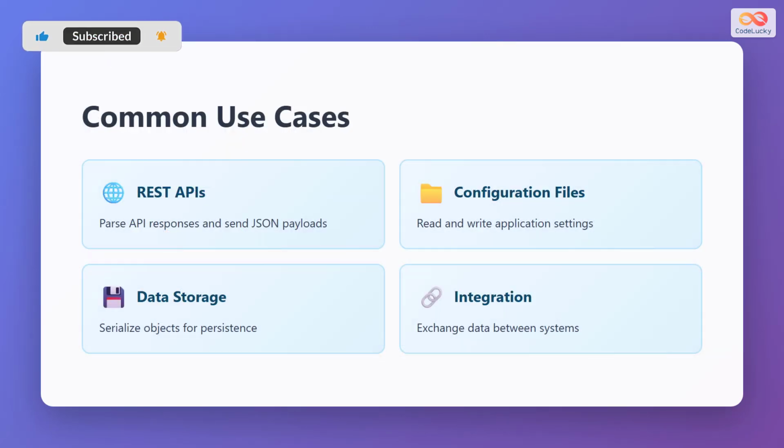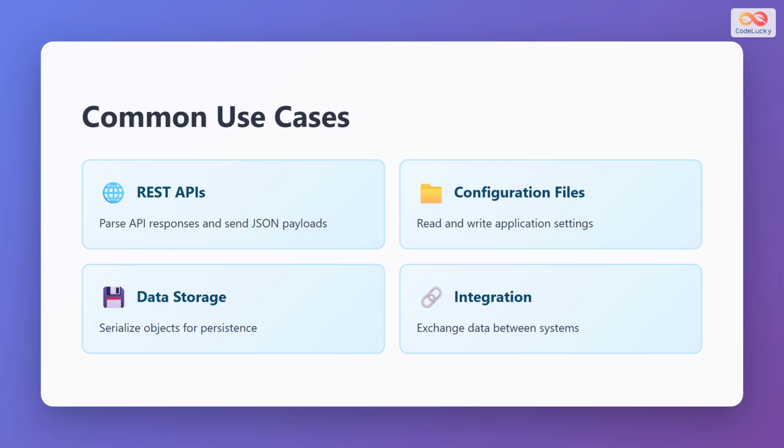Let's explore the most common scenarios where you'll use these JSON cmdlets. First, REST APIs. Modern web APIs almost exclusively use JSON for both requests and responses. You'll use ConvertFrom-Json to parse API responses and ConvertTo-Json to prepare data for API requests.